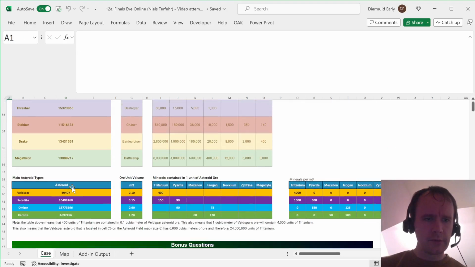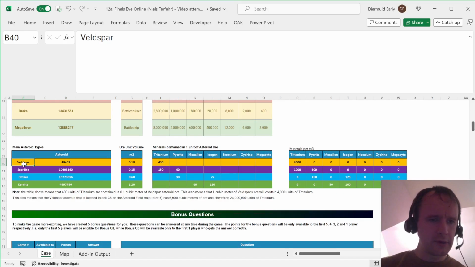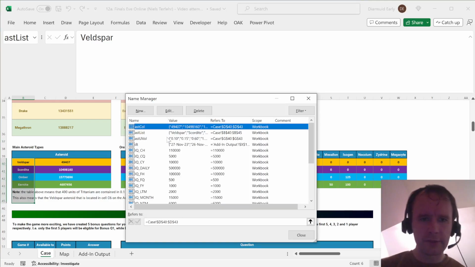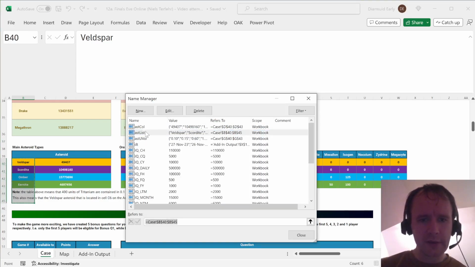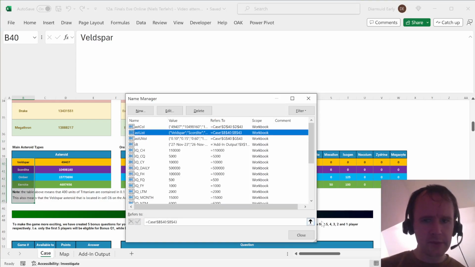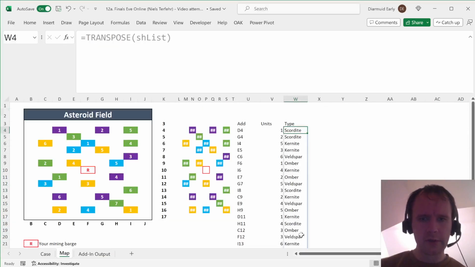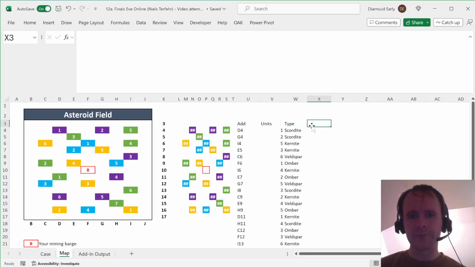What did I do? What did I do wrong? Oh, I bet I know what I did wrong. I bet I expanded. Yeah, AST list includes the two label cells, so they're not the same size. All right, so let's bring that back up. Enter, close. Okay, so now we've got the type.